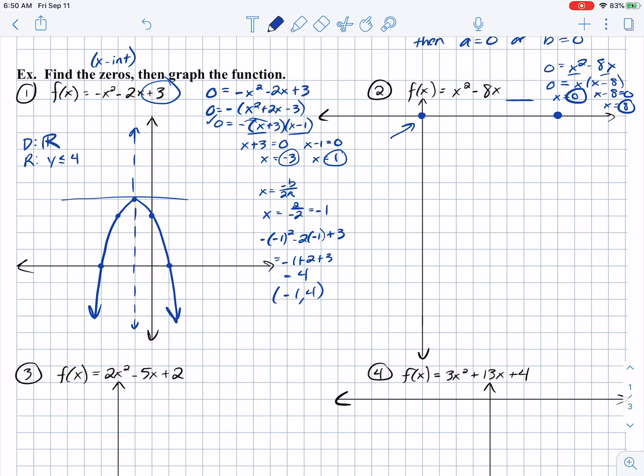Last thing we need to do is find the vertex. Negative negative 8, positive 8 over 2. That makes sense because 4 is right between 0 and 8. Plug your 4 back in, we get 16 minus 32, so negative 16. Our vertex is at 4, negative 16.